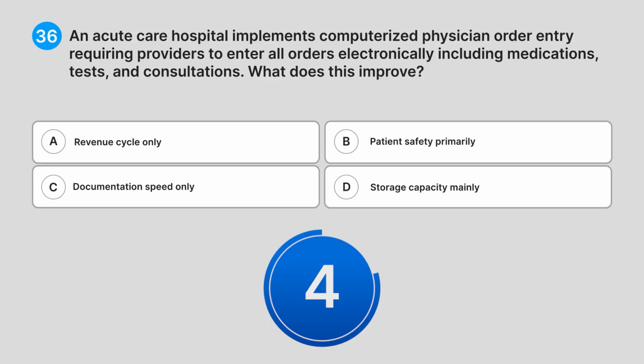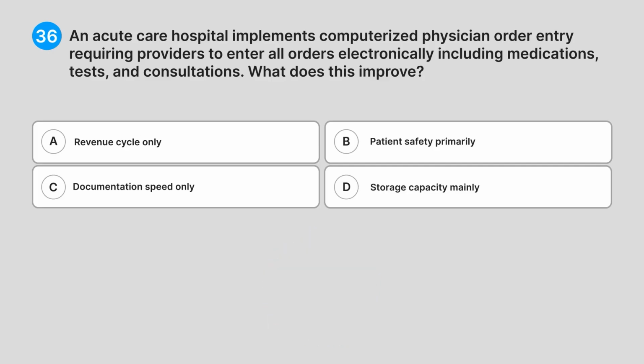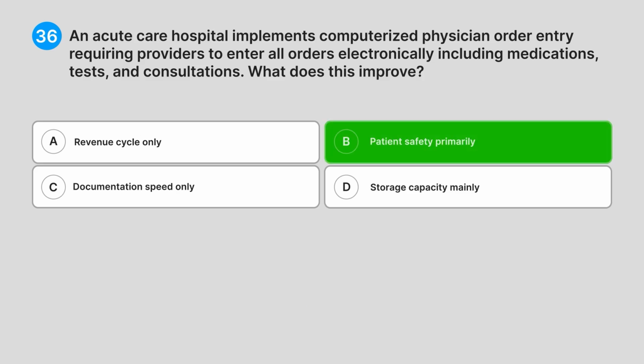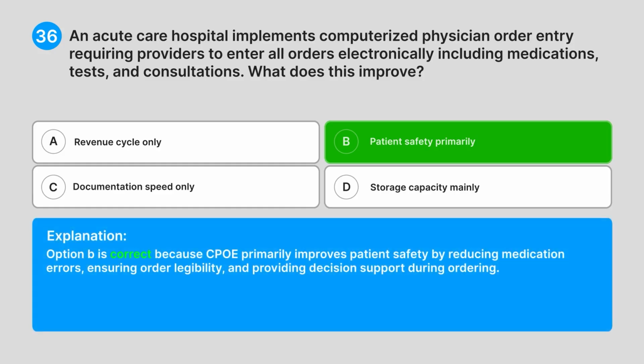Do you know the answer? Correct answer, B. Patient safety primarily. Explanation. Option B is correct because CPOE primarily improves patient safety by reducing medication errors, ensuring order legibility, and providing decision support during ordering.